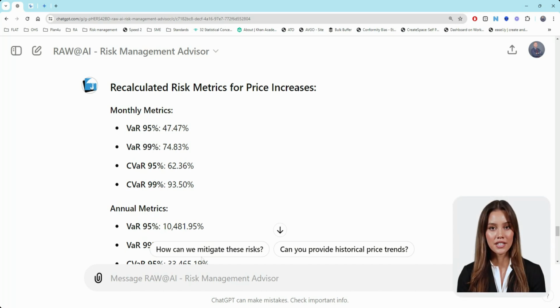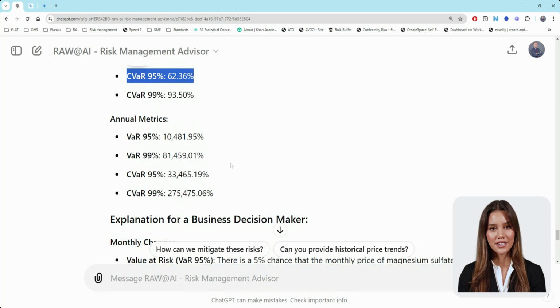Essentially, it's saying that 95% of the time, month to month, the price can increase by up to 47%, and in the worst months, by as much as 62%. That's month to month. If we're looking at a single year, your budgeting cycle, it could be even more dramatic.